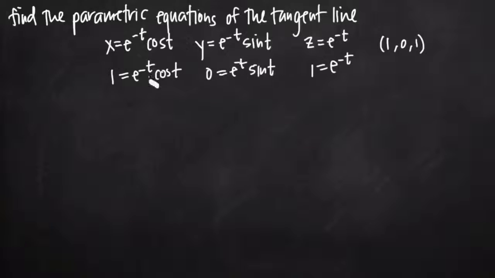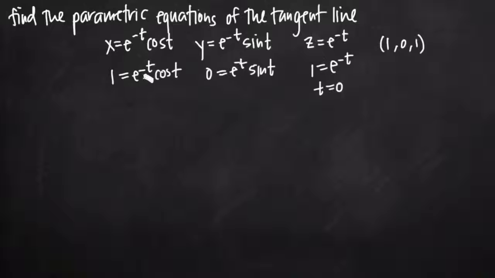Now we need to find a parameter value for t that's going to satisfy all three of these equations. Well, let's look at our third equation because it's the simplest. If we say e to the negative t is equal to 1, which value of t is going to give us a value of 1 on the right-hand side? Well, the obvious answer is 0 because we'd have e to the 0, and e to the 0 is equal to 1. We'd get 1 equals 1 and that equation would be true. So maybe the parameter value we're looking for is t equals 0. Let's try it in our other two equations.